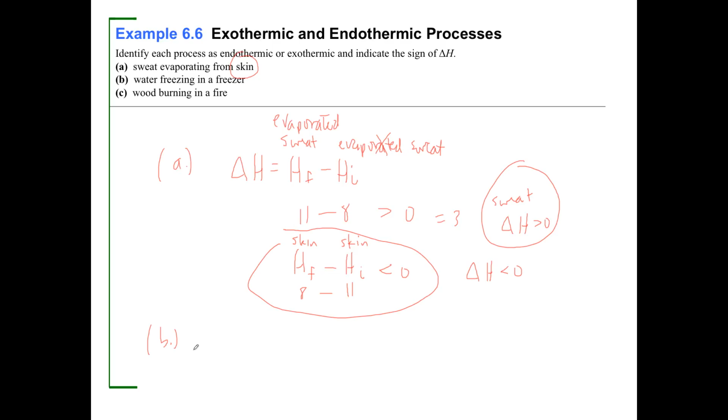All right, water freezing in a freezer. When the water freezes, does it lose energy or does it gain energy? Delta H is equal to the final enthalpy minus the initial enthalpy, and it's definitely going to be losing. Water is losing energy. This is going to be negative 3. So for B, delta H is less than 0. It is exothermic.